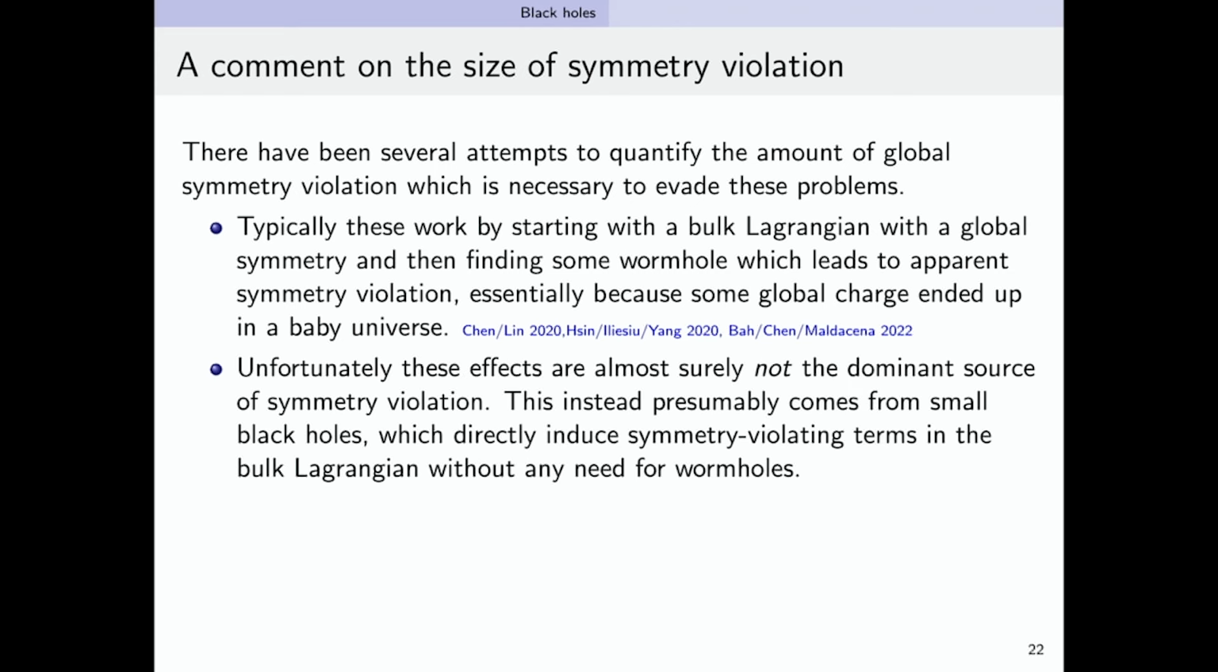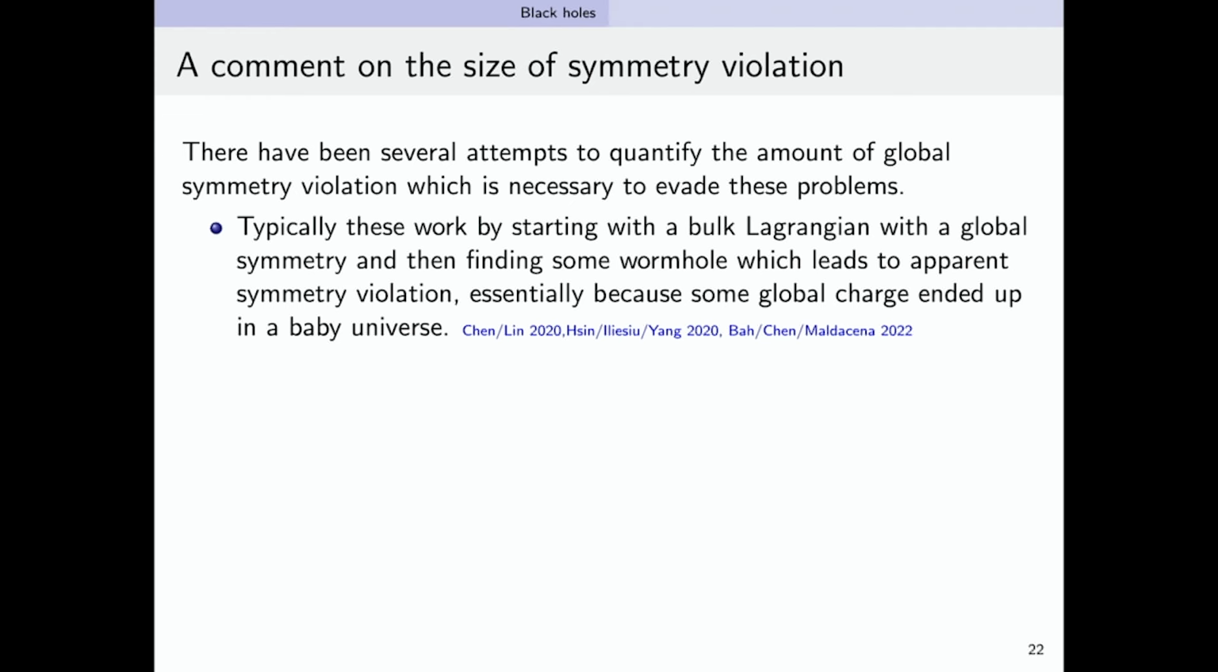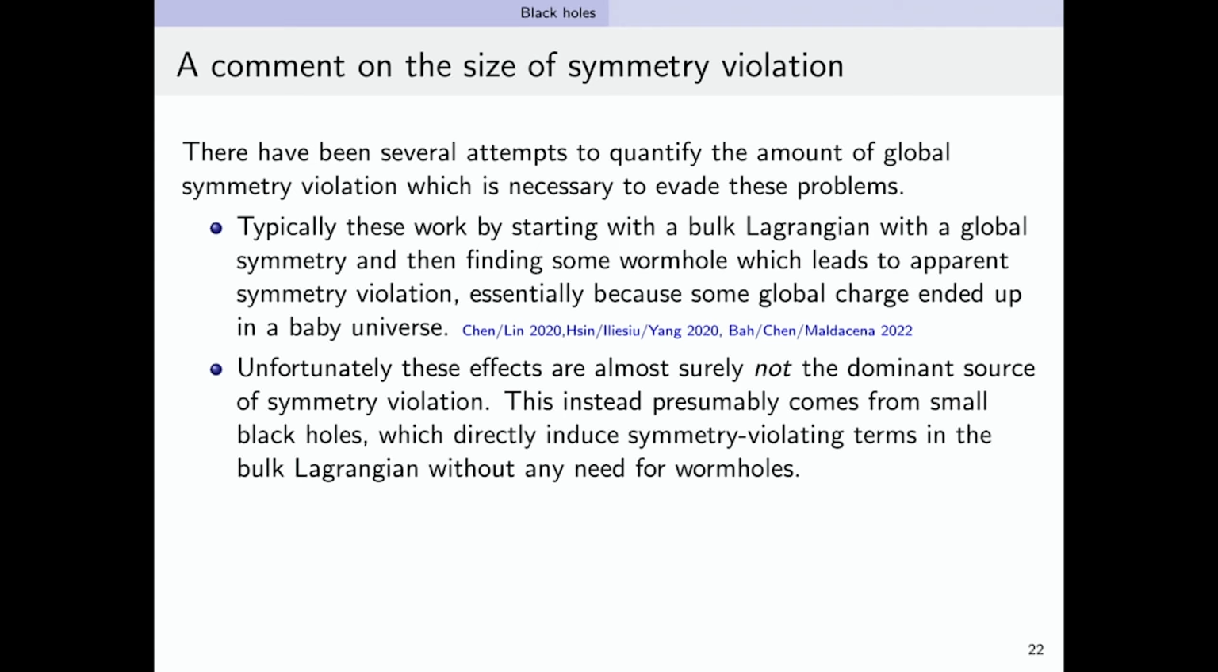So that's fine, but, I mean, I believe these calculations. I think this is a fine thing to do, but this is not the dominant source of violation of the symmetries, right? This instead presumably comes from small black holes, which will give you terms in the Lagrangian that already violate the symmetry before you even think about wormholes. Okay. And those terms, maybe they'll be suppressed by a power of the Planck mass, but that's still much bigger than something that's exponentially small in the size of some, say the energy over m Planck.